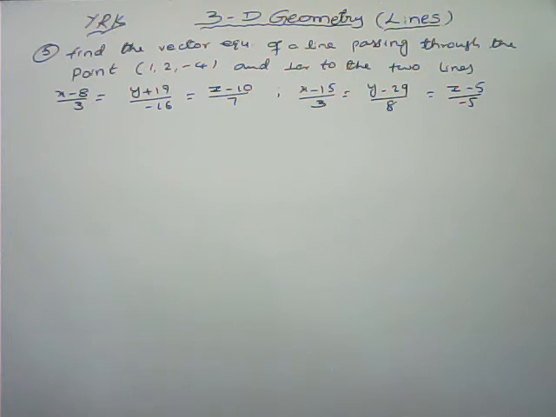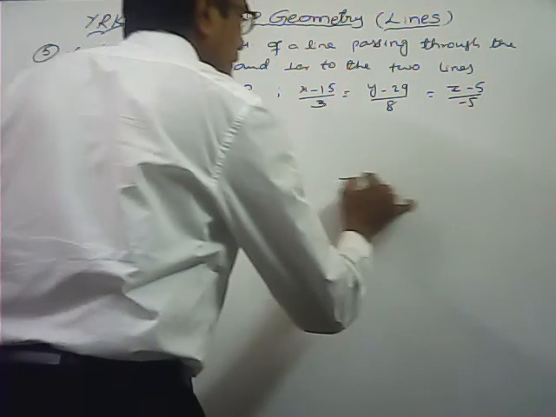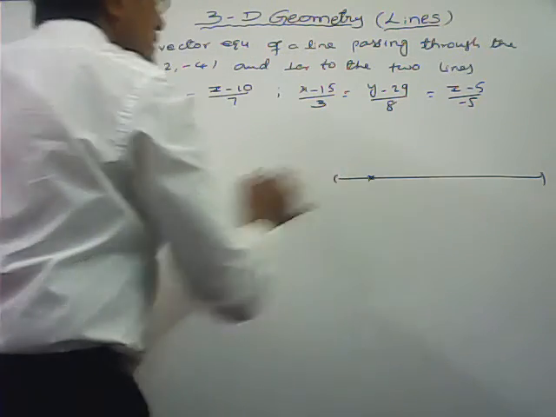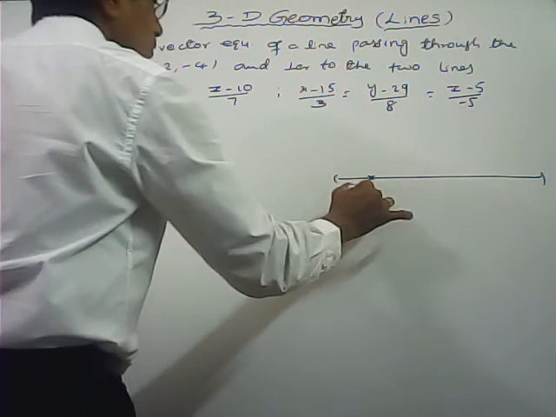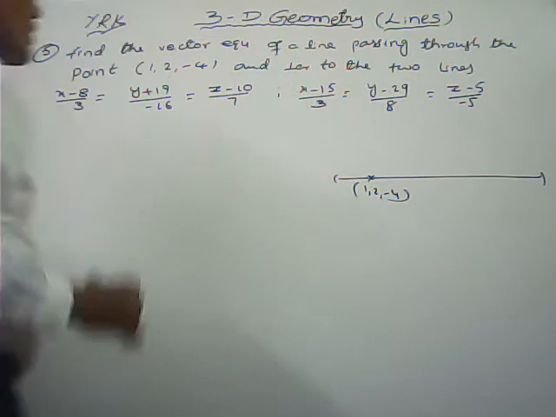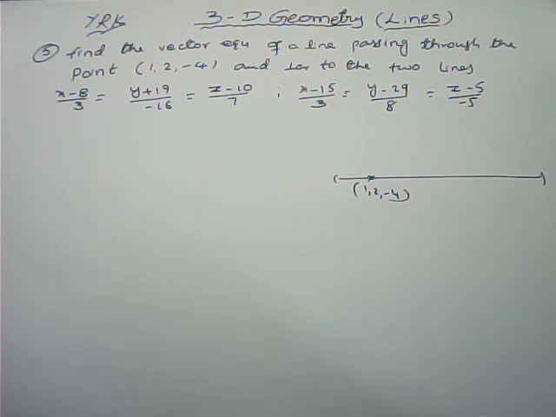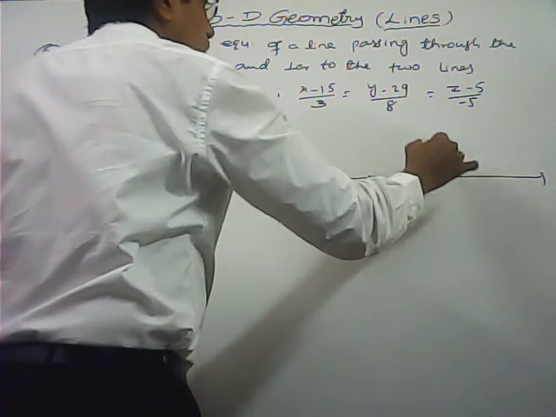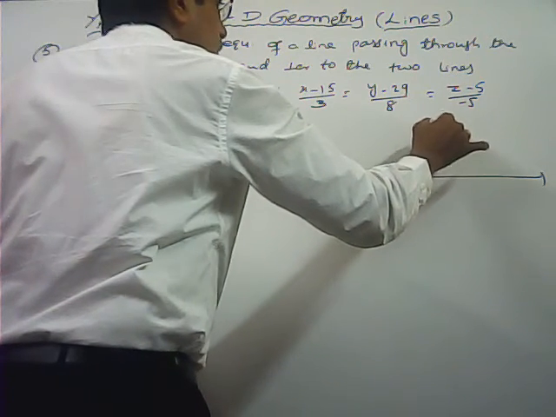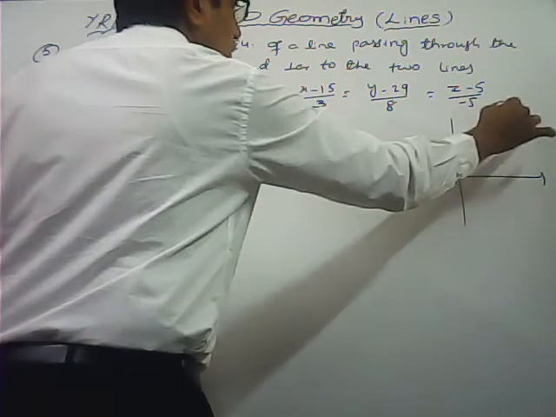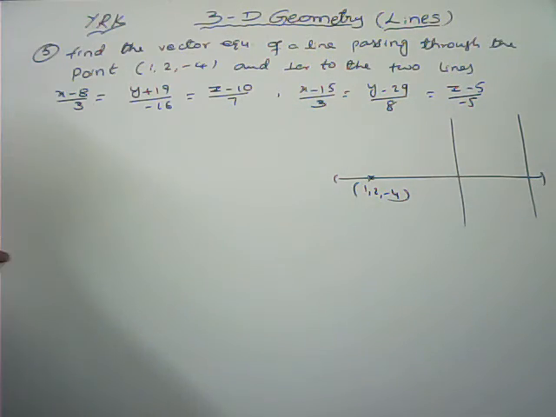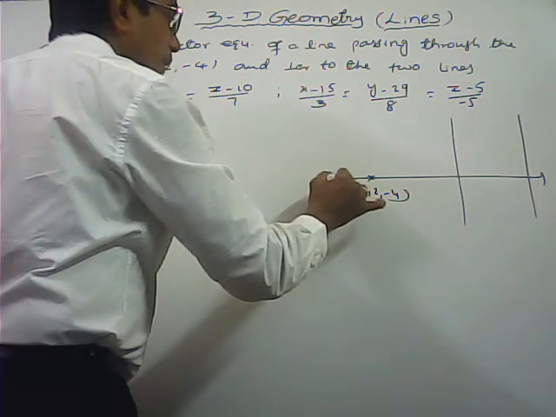Next one. Find the vector equation of a line passing through the point 1, 2, minus 4 and perpendicular to these two lines. Here this is the line passing through the point 1, 2, minus 4. And here parallel drs are not given directly. And this is the line perpendicular to two lines. Here two lines are given, perpendicular lines. Maybe you can consider it like that to understand. So this is the required line.